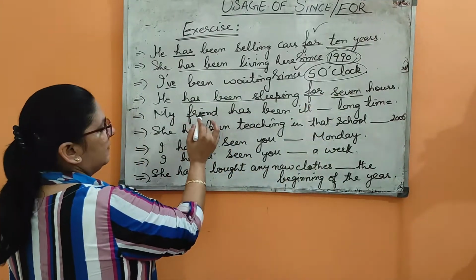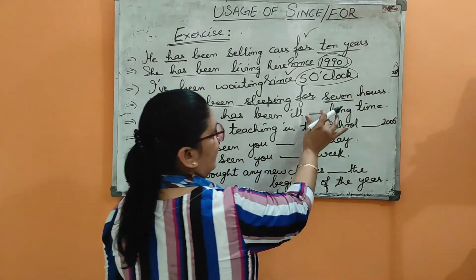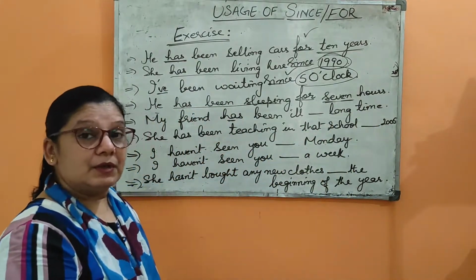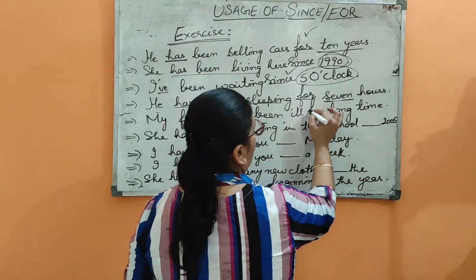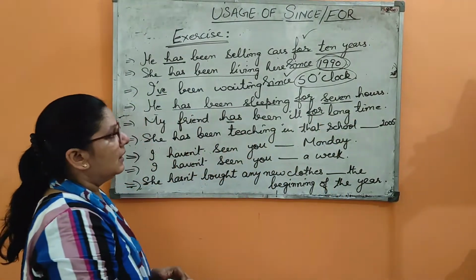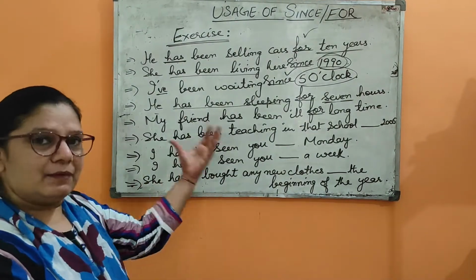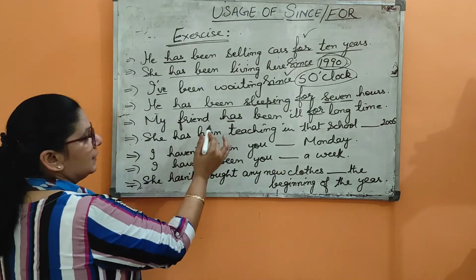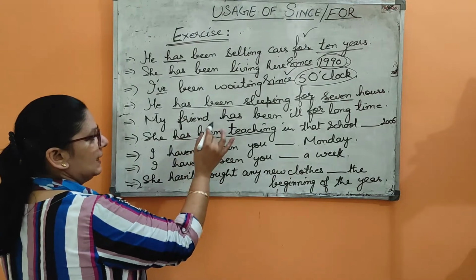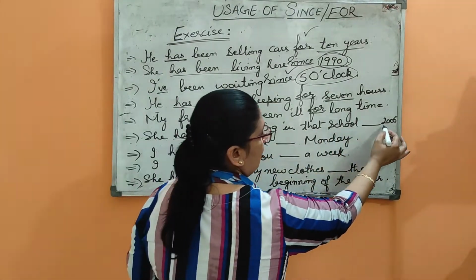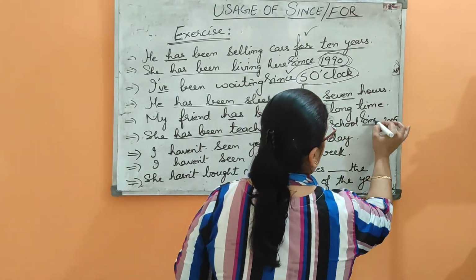Right? My friend has been ill dash long time. What should be supplied here, since or for? It could be for a long time, not since a long time. Because we don't know how much time it is, when did it start, so we have to give for a long time. She has been teaching, again present perfect continuous. She has been teaching in that school. Year is mentioned here, so you have the cue, that is since 2005.